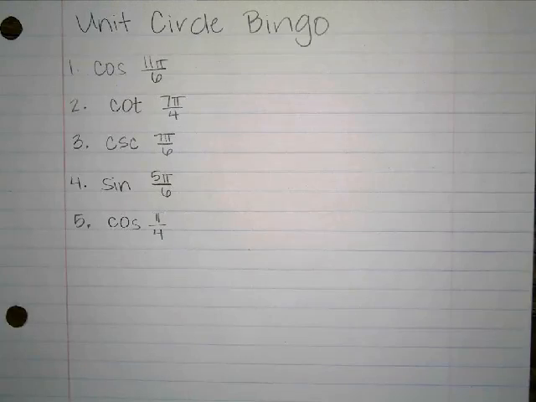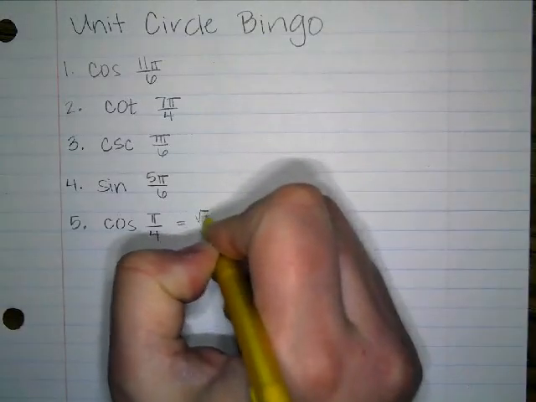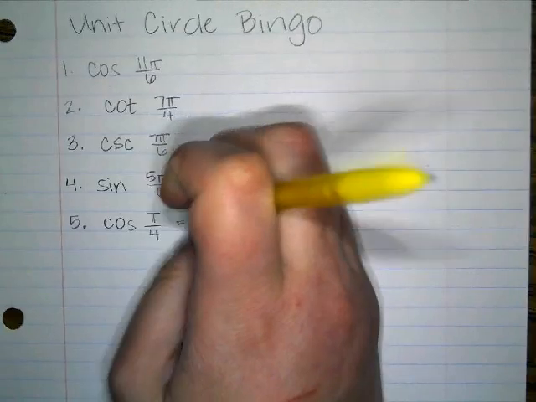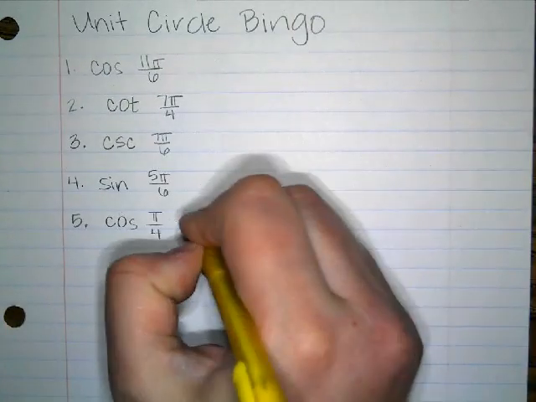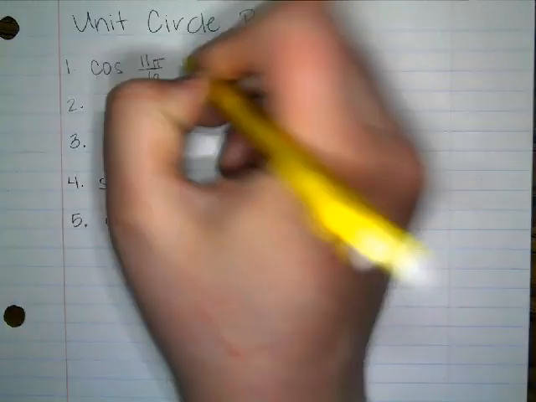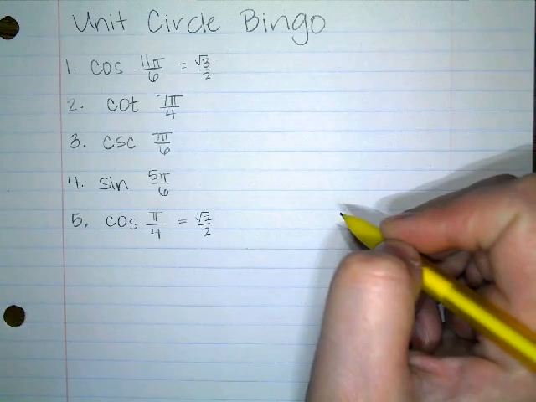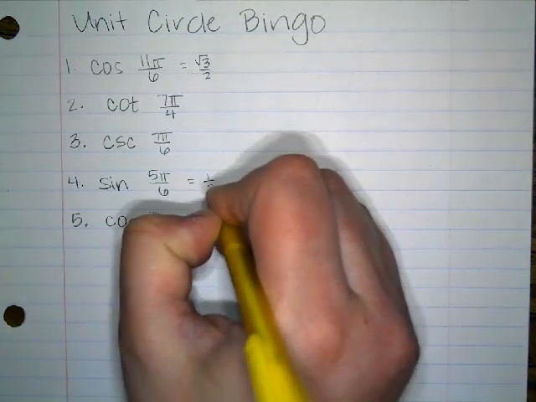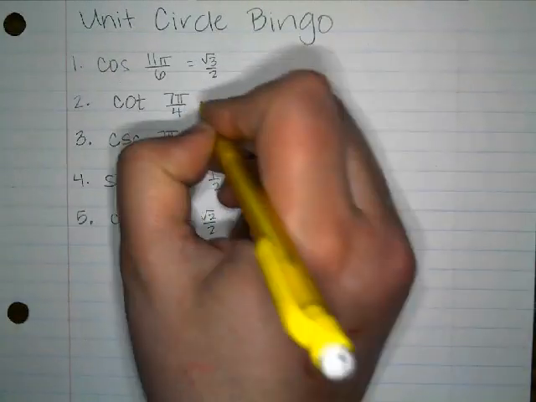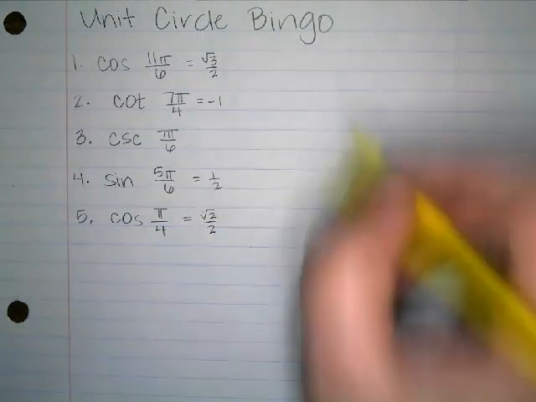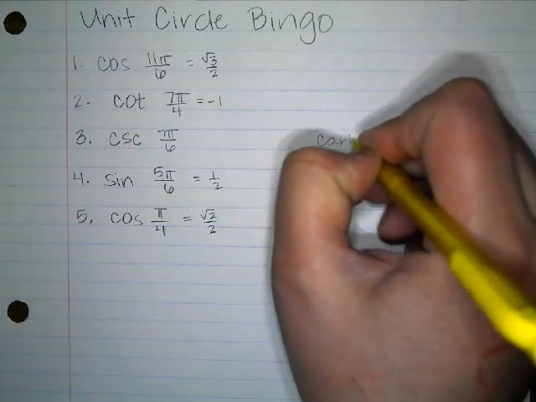Did you get a bingo already? Yeah. Okay, tell us what your spots were. So that was root 2 over 2, root 3 over 2, 1/2, and -1. Okay, so Carly won the first one. All right, let's keep going.